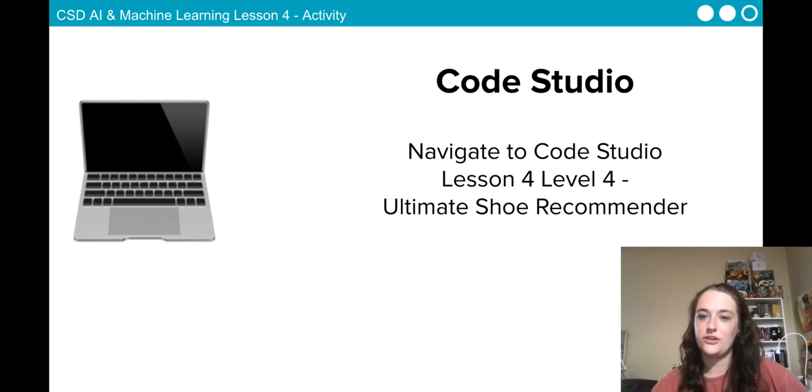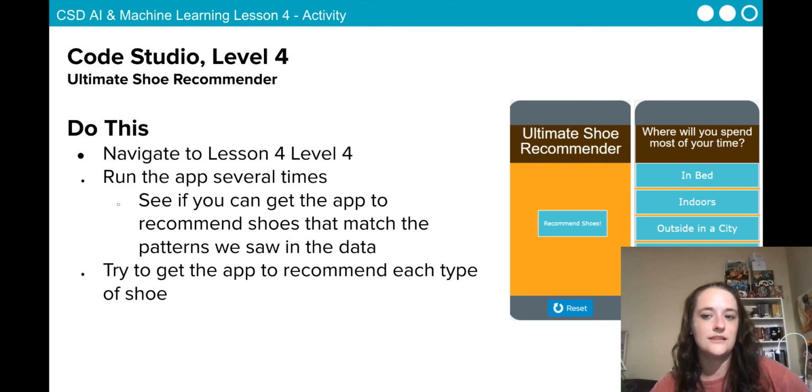So go ahead and go to Code Studio, Lesson 4, Level 4, Ultimate Shoe Recommender. This is what it's going to look like. You have a lot more options now for user input. So see if you can get the app to recommend shoes that match the patterns that we saw in the data. So remember, if somebody's going to be indoors, what type of shoe did they say they wanted to wear? Let's see if we can get that answer. Pause the video here and try to get the answers that you got on your activity guide.